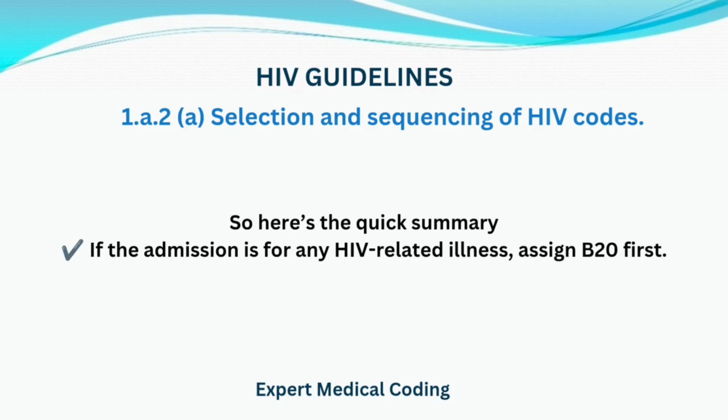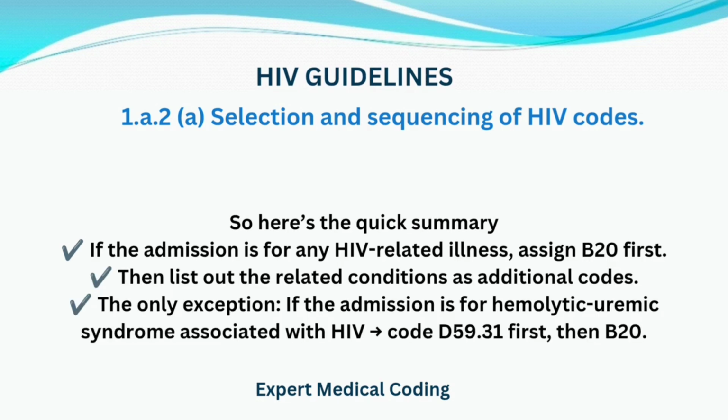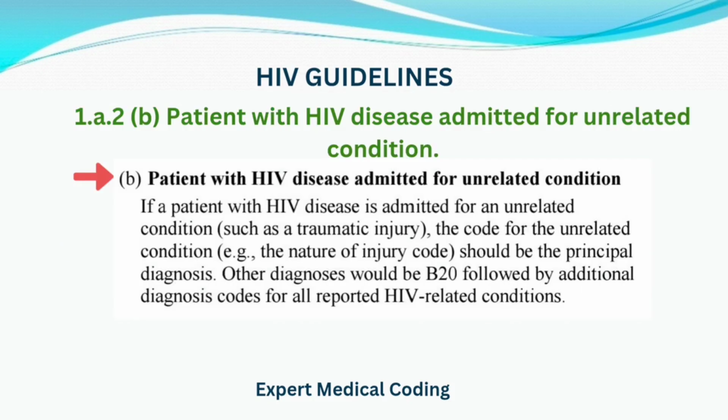So here is a quick summary. If the admission is for any HIV related illness, assign B20 first. Then list out the related conditions as additional codes. The only exception is if the admission is for hemolytic uremic syndrome associated with HIV, you code D59.31 first, followed by B20 as a secondary code. Now, let's move on to the next HIV coding guideline.